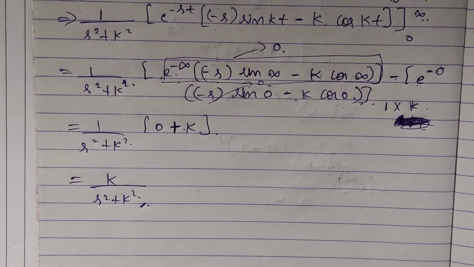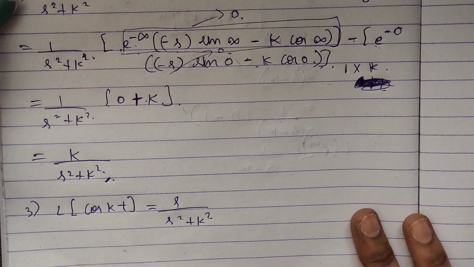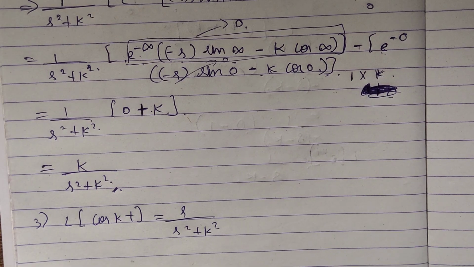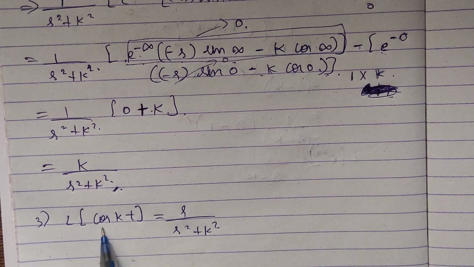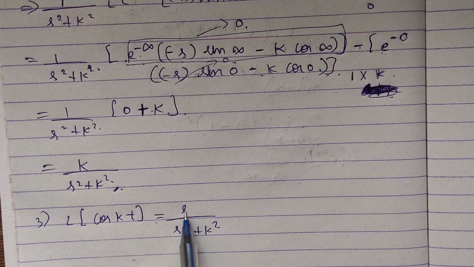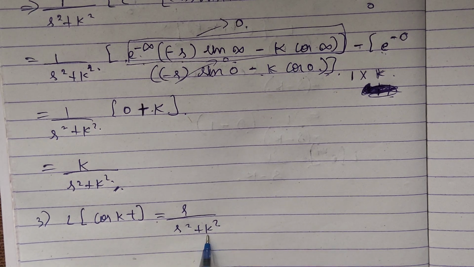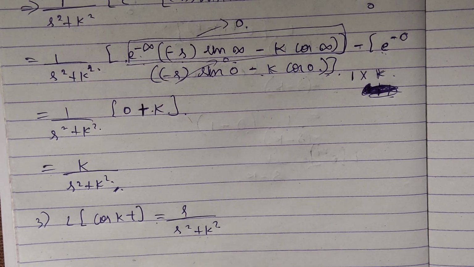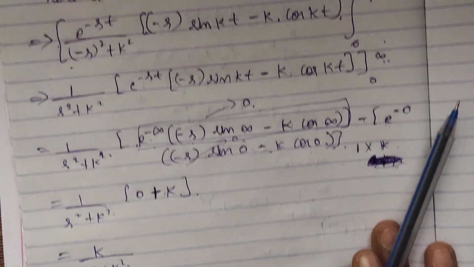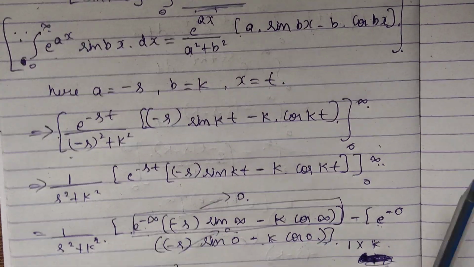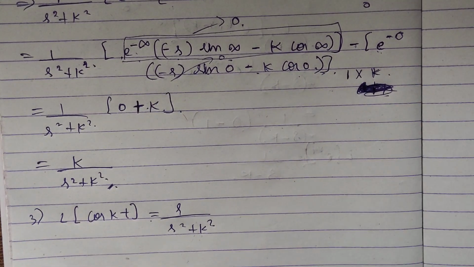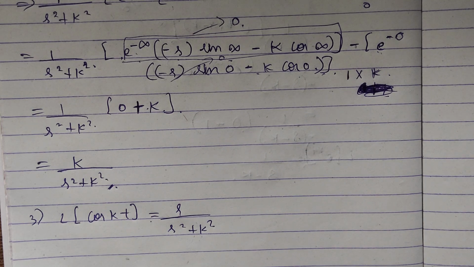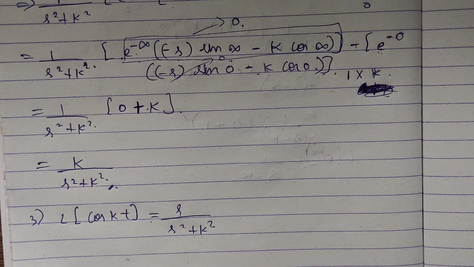Next, move on to another function. Here the third function is L of cos kt equal to s divided by s square plus k square. This function is similar to sin kt that we have done here. It is the same kind of function that we have to prove, but here we have a different formula. We will do this.